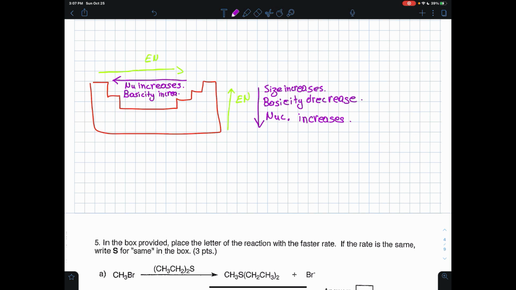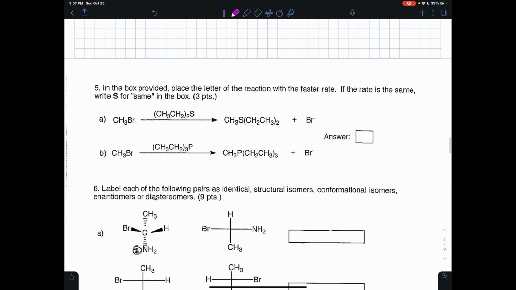So when I'm looking at these two reactions here, the first thing that you wanna do is read the question. In the box provided, place the letter of the reaction with the faster rate; if the rate is the same, put S in the same box. So if I look at those two, I know that for both of them, I have the same reactant, the same product, and the same byproduct. And the only difference I have is this reagent right here.